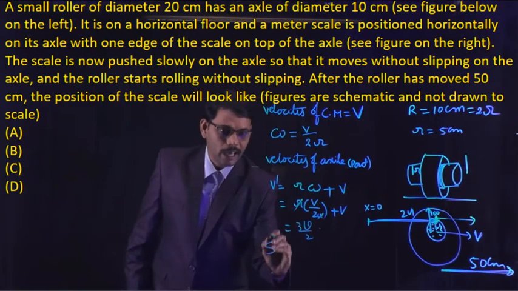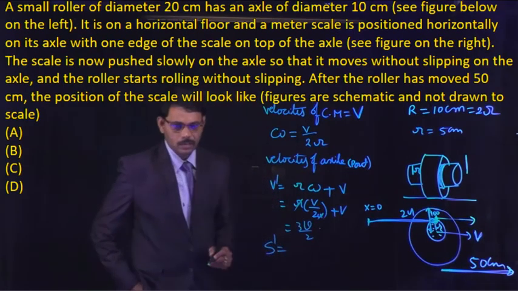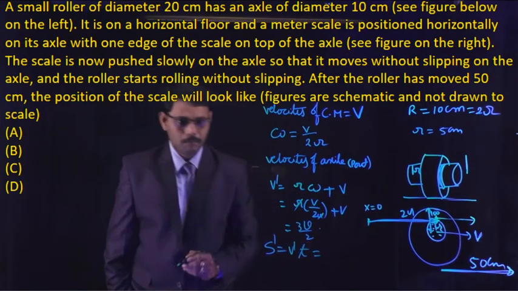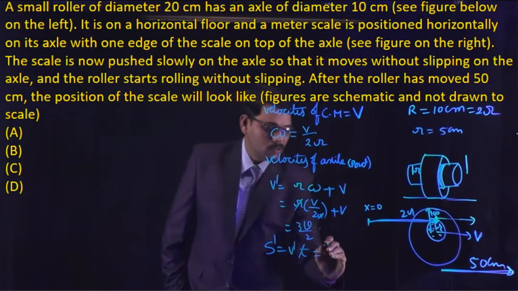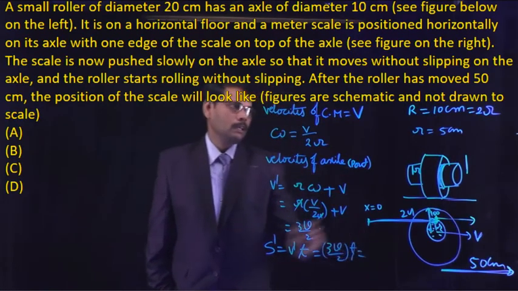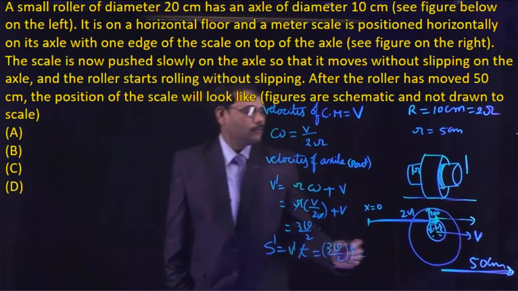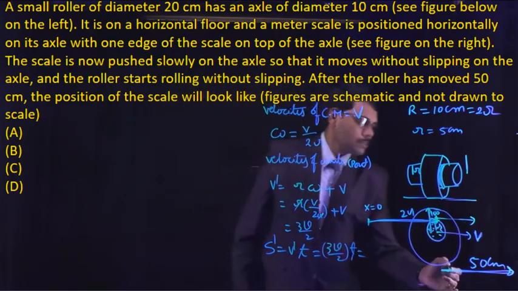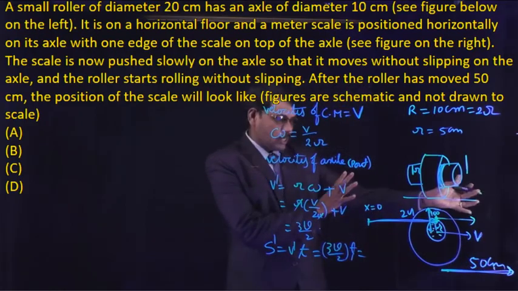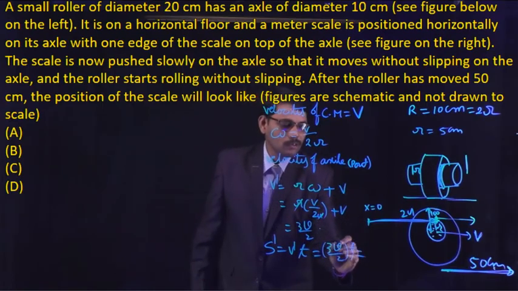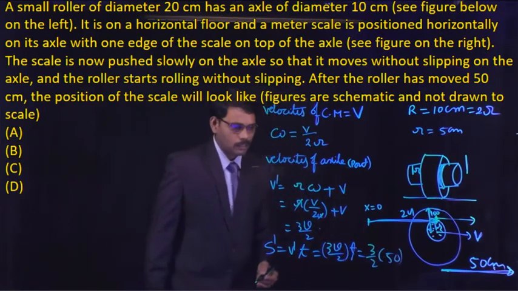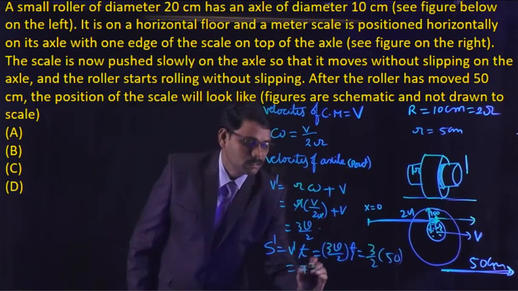Then the displacement of the axle, s dash, is equal to v dash into t. Displacement is velocity into time. So v dash into t is equal to 3v by 2 into t. Vt is, v is the velocity of center of mass. The center of mass travelled 50 centimeters, it is given in the data. The roller travels linearly 50 centimeters displacement. So Vt is equal to 50. So this is 3 by 2 into 50, that is equal to 75 centimeters.